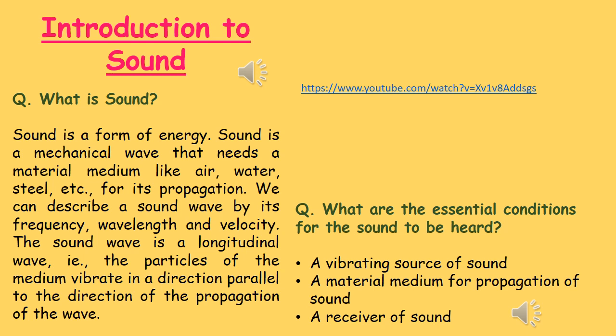What are the three essential conditions for the sound to be heard? A sound is always produced by a kind of vibration. It always needs a material medium for its propagation, and it needs a receiver to receive the sound.